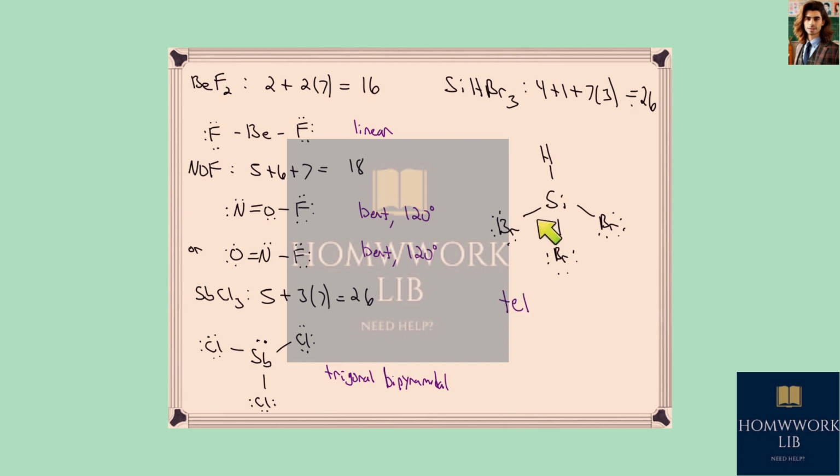So now we have 4 electron groups, just as we did here, but they are all bonding. If they are all bonding, then we have a tetrahedral molecular geometry.